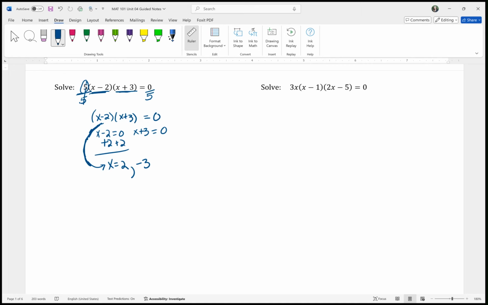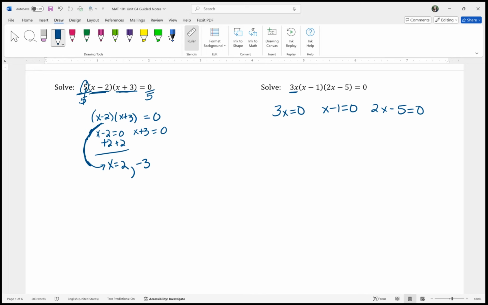Let's consider our second example here. This one is a little different. Why? Because we have an x out front with the number. So we've already got it factored. It's already set equal to 0. But I have to consider every factor containing a variable and set that equal to 0. So this one contains a variable. Let's set that equal to 0. So 3x equals 0. That's one of our answers. We'll figure that out in a second. Let's do the same thing for our other two. So this is going to be x minus 1 equals 0, and 2x minus 5 equals 0.